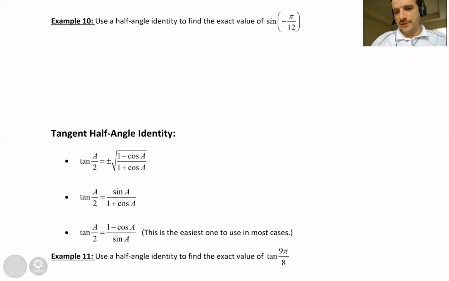Right, now we are continuing section 7.3, double angle and half angle formulas. Now we have another example here, example 10. Use a half angle identity to find the exact value of sine of negative pi over 12.